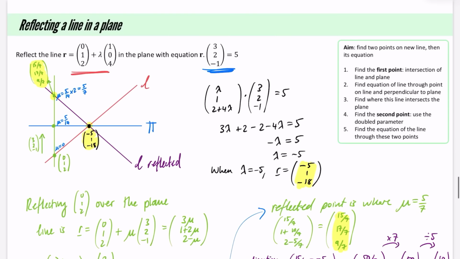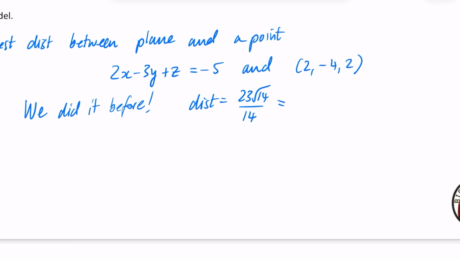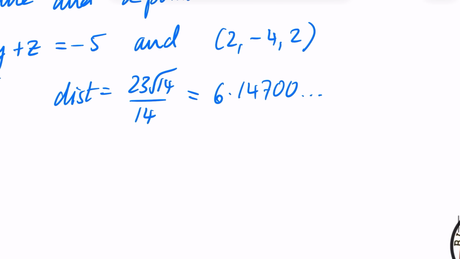The distance was equal to 23 root 14 over 14. However, this is a modelling question, so I don't want to go with exact. I'll do 23 root 14 over 14. This is 6.147. Remember, though, it is in hundreds of metres, so I shall times it by 100, and I'll give it to 3 significant figures. 615 metres to 3 significant figures.